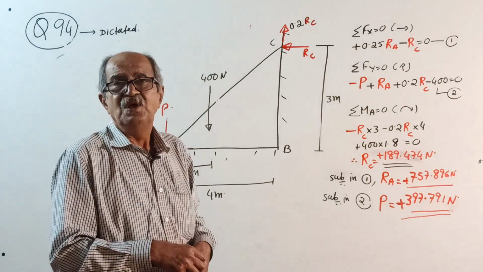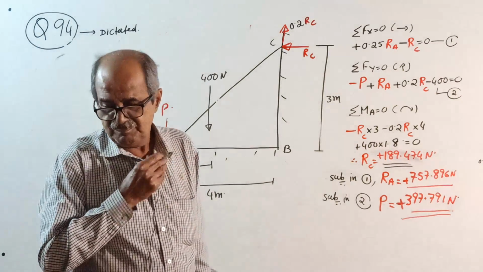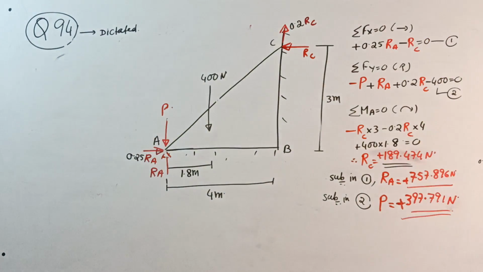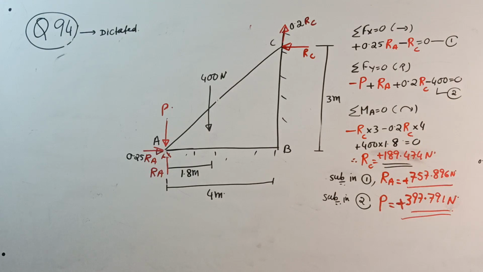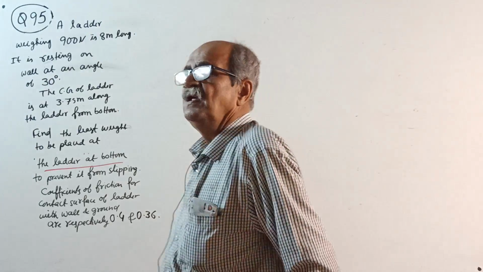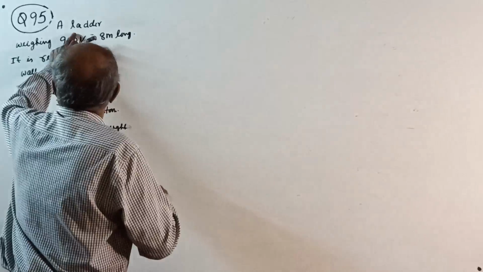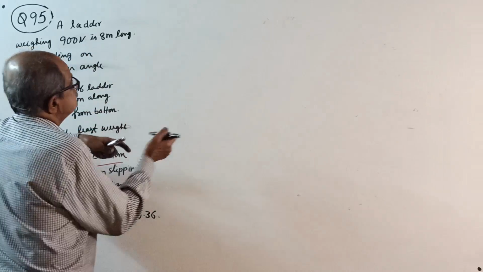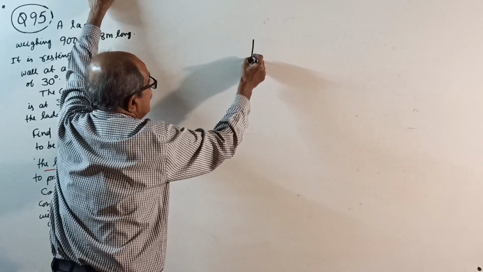Now I will go to question 95, already gone, I will join it. 90, 91, 92, 93, 94, 95. Okay, correct. Now, see. A ladder weighing 900 Newton. First preliminary part, then I am rubbing it.